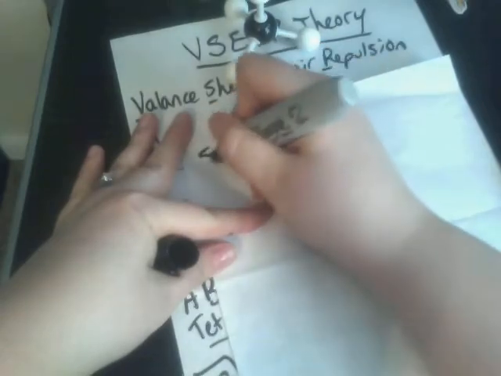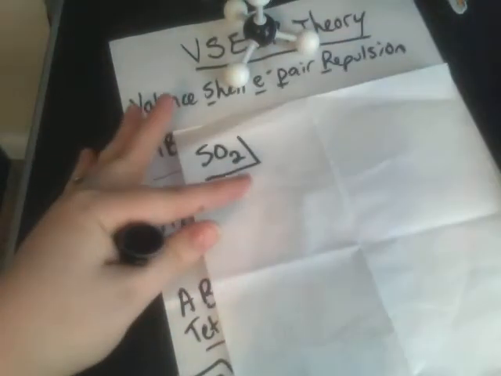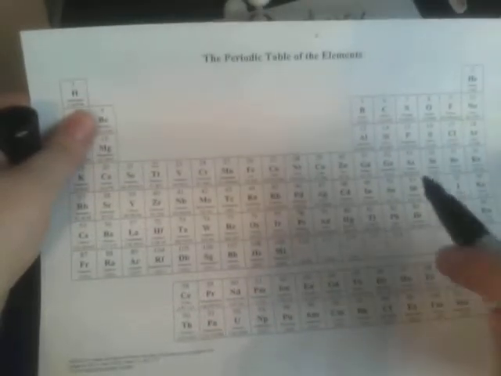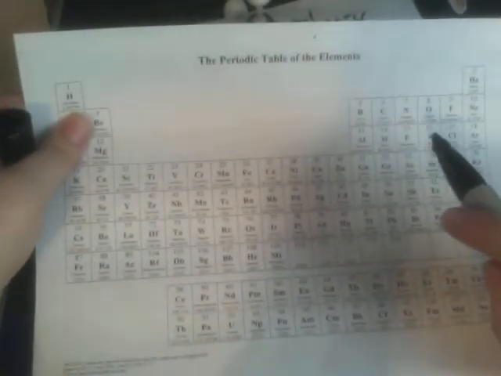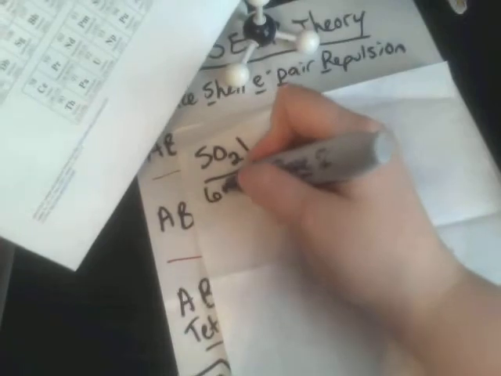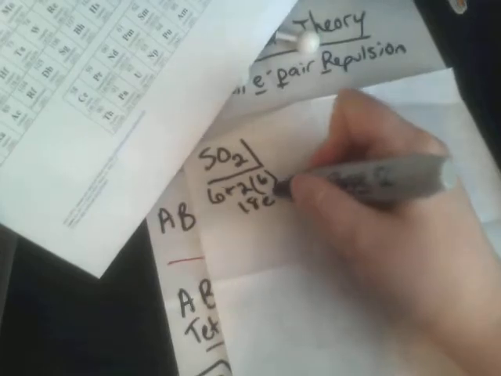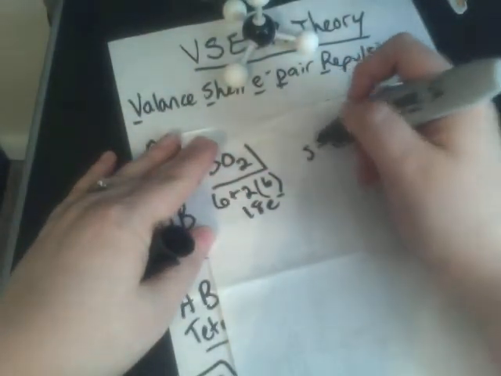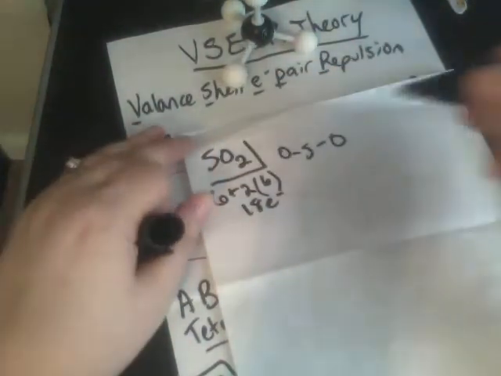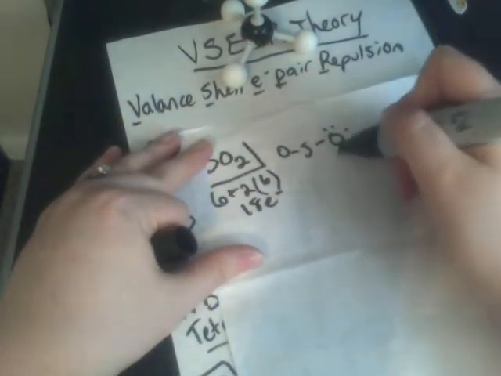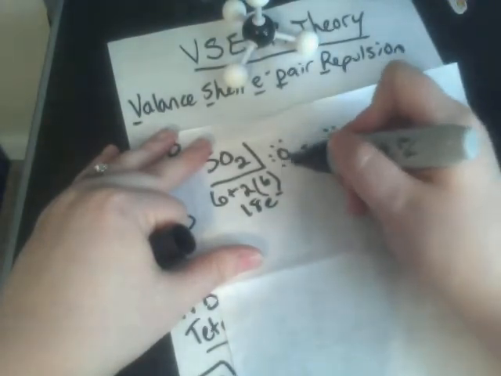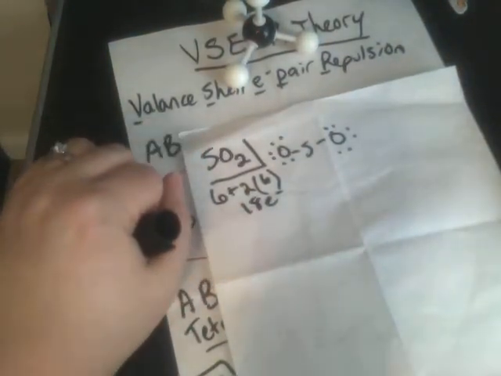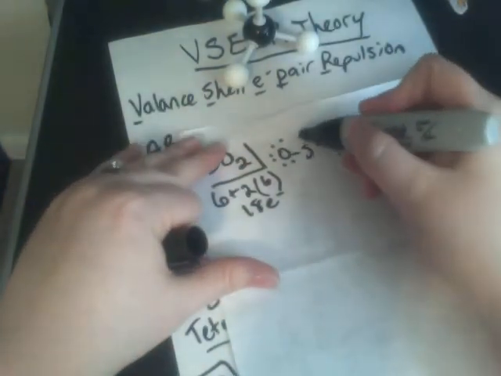So SO2. S has, we're in this column, so we have 6 electrons, and 2 times oxygen, which also has 6, so I need 18 electrons. That's what I'm looking for. So S is in the middle, oxygen, oxygen. Complete the octets on the outside, guys. That's 16. So I need 2 extra ones right here.